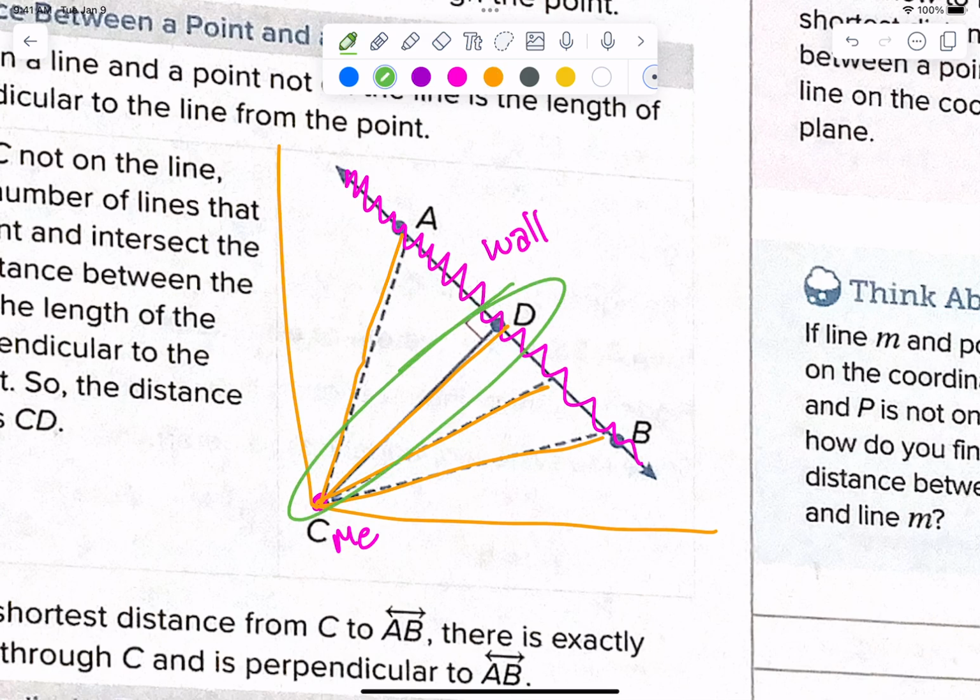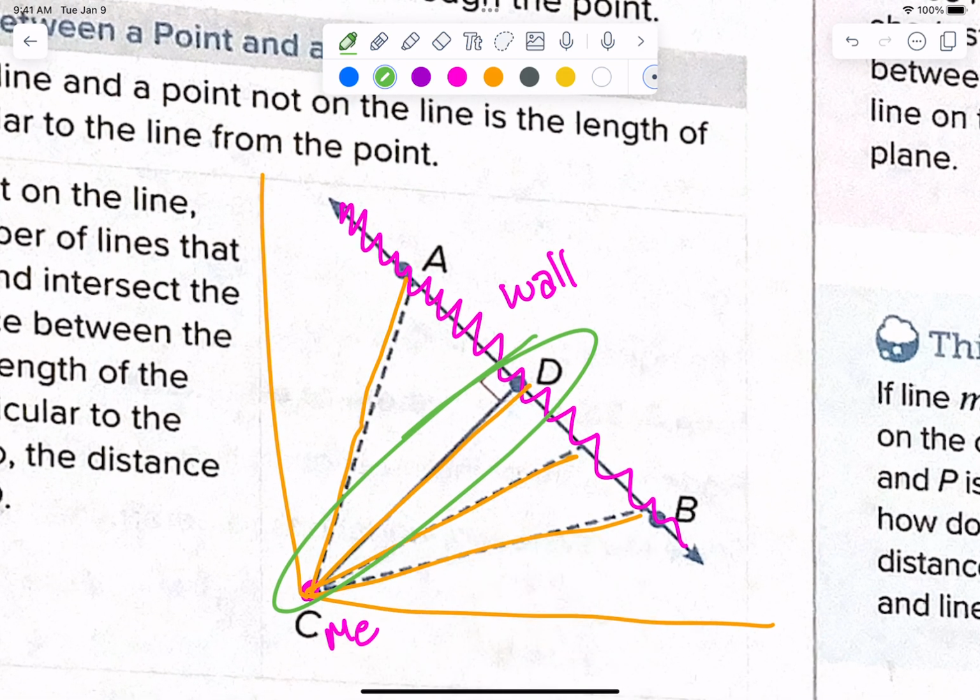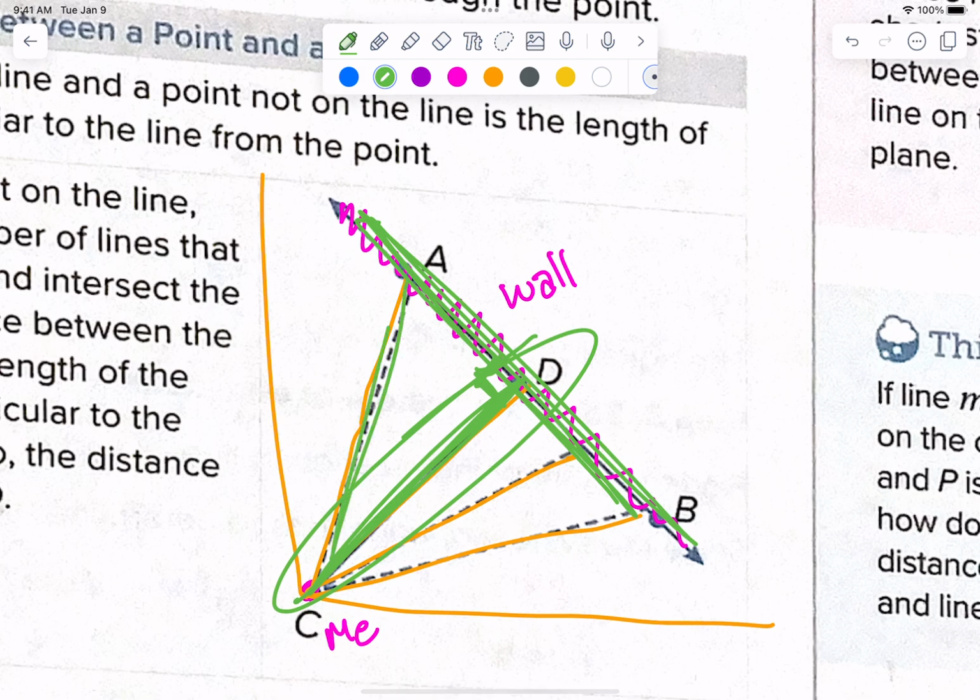Because it is what in relationship to the wall? Perpendicular. I like that word. Perpendicular. Okay. So this CD is making a T with the wall. I would not measure at any other angle. Like this isn't going to tell me anything, or this isn't going to tell me anything.